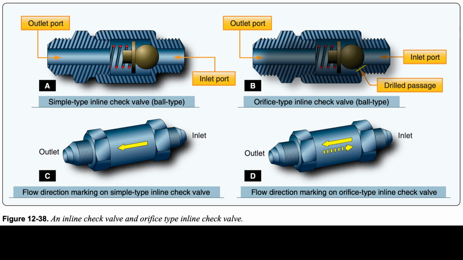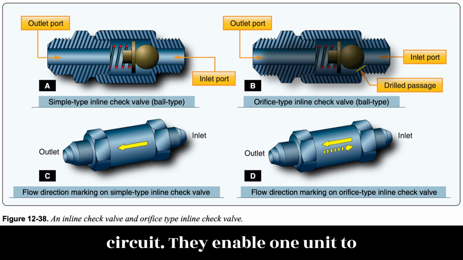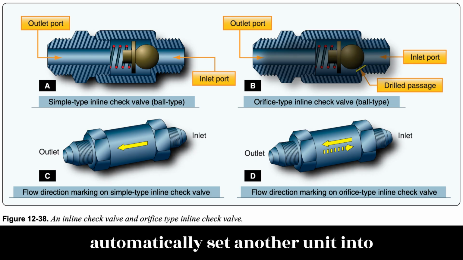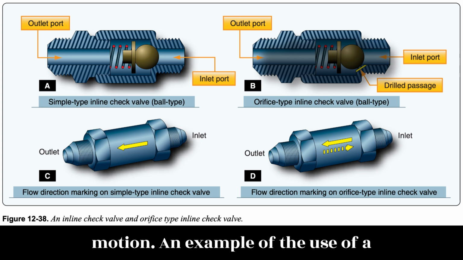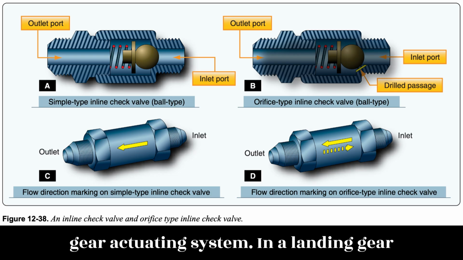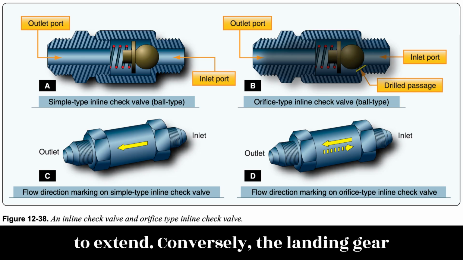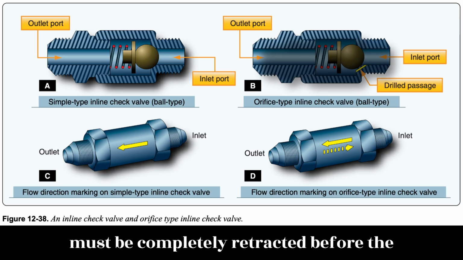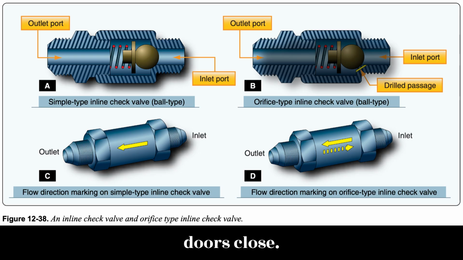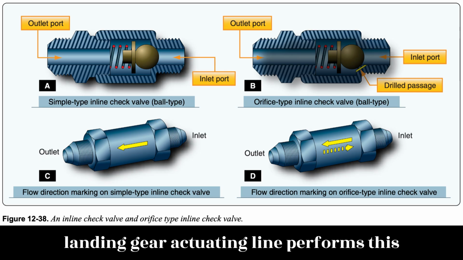Sequence valves. Sequence valves control the sequence of operation between two branches in a circuit. They enable one unit to automatically set another unit into motion. An example of the use of a sequence valve is in an aircraft landing gear actuating system. In a landing gear actuating system, the landing gear doors must open before the landing gear starts to extend. Conversely, the landing gear must be completely retracted before the doors close. End of page 12-24. A sequence valve installed in each landing gear actuating line performs this function.